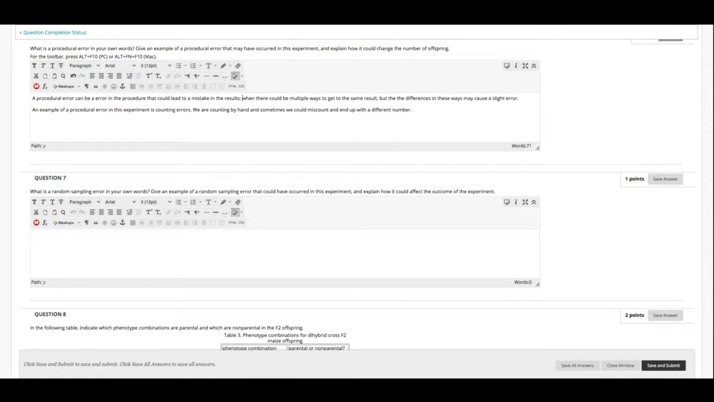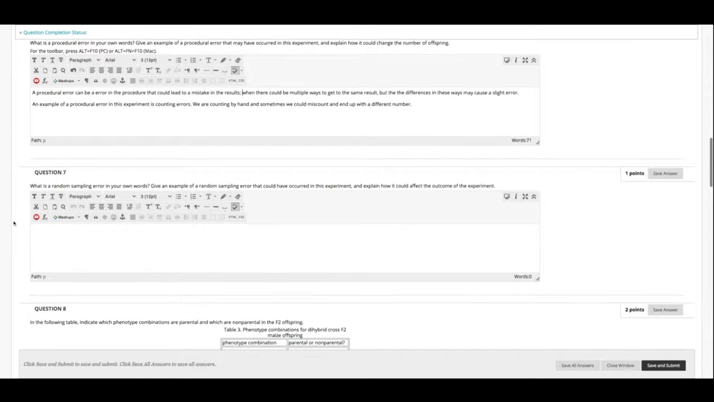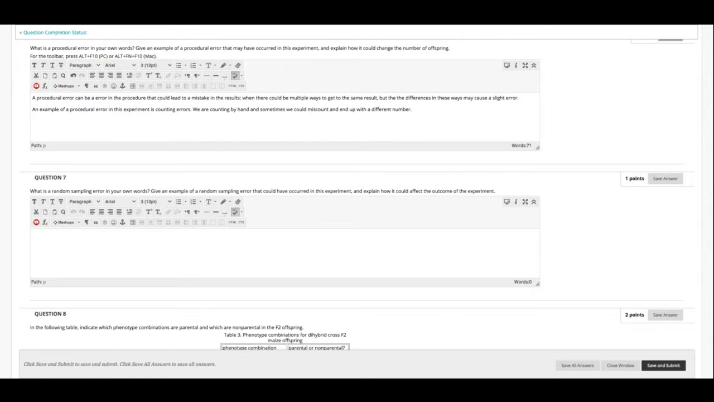What is a random sampling error in your own words? Give an example of a random sampling error that could have occurred in this experiment and explain how it could affect the outcome of the experiment. A random sampling error.